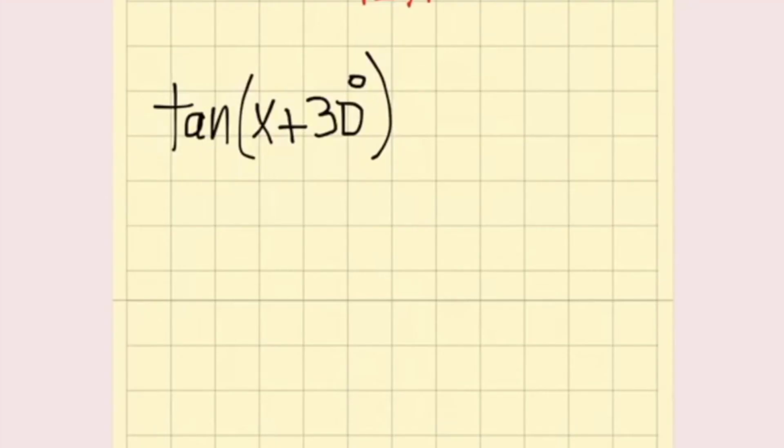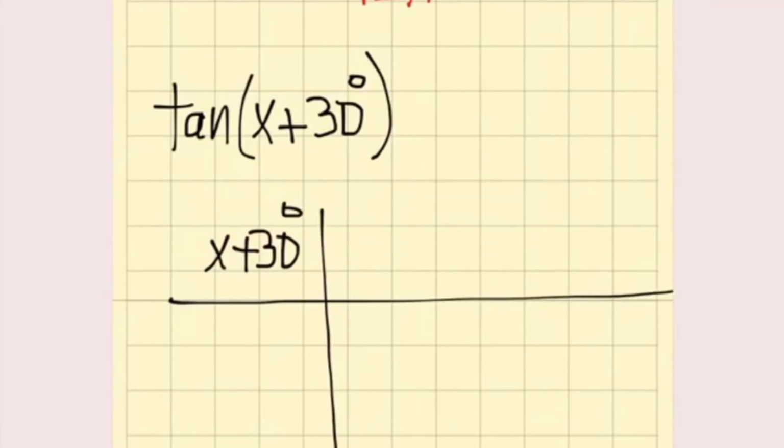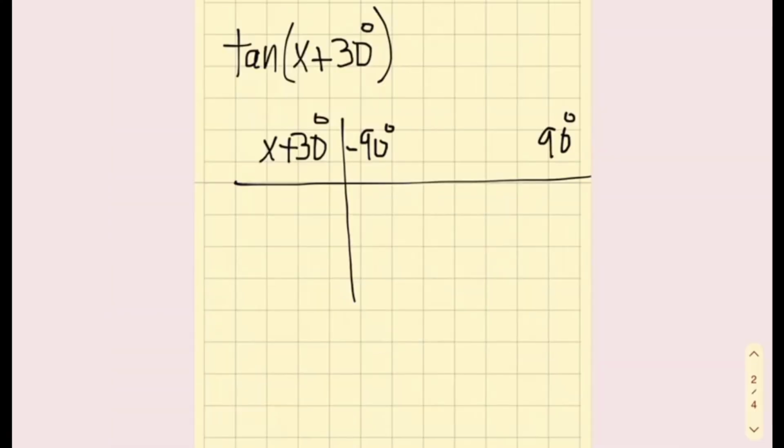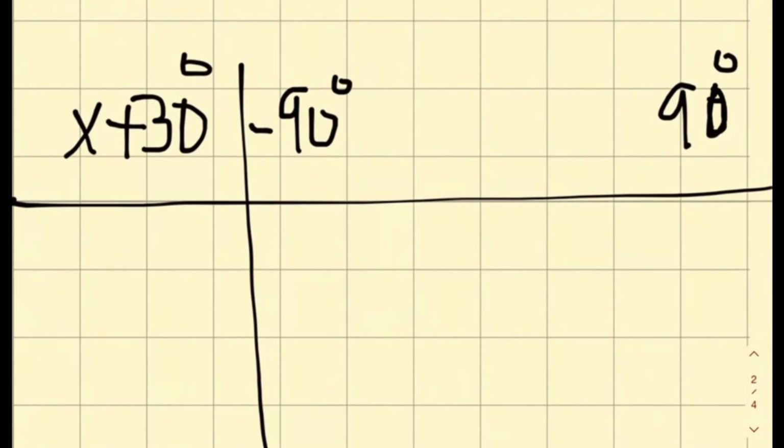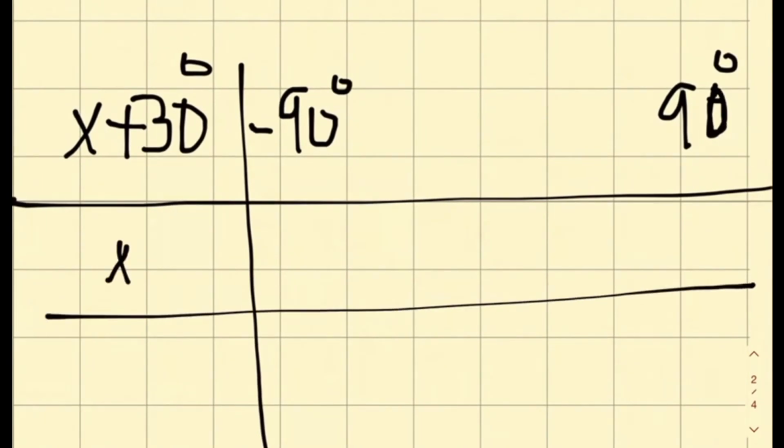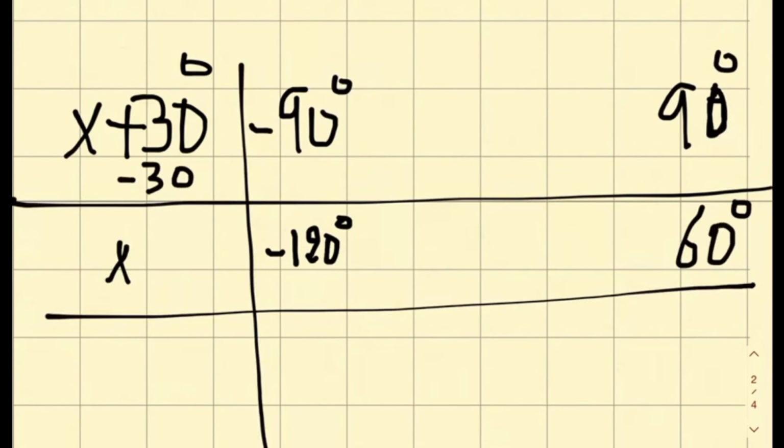To finish off, let's look at an example using degrees as a unit. For example, y equals tangent of x plus 30. We redo the table using negative 90 and 90 instead of negative pi over 2 and pi over 2. Then we take away 30 to get the values for x. So for negative 90, we take away 30, we get negative 120, and we get 60 for 90 minus 30.